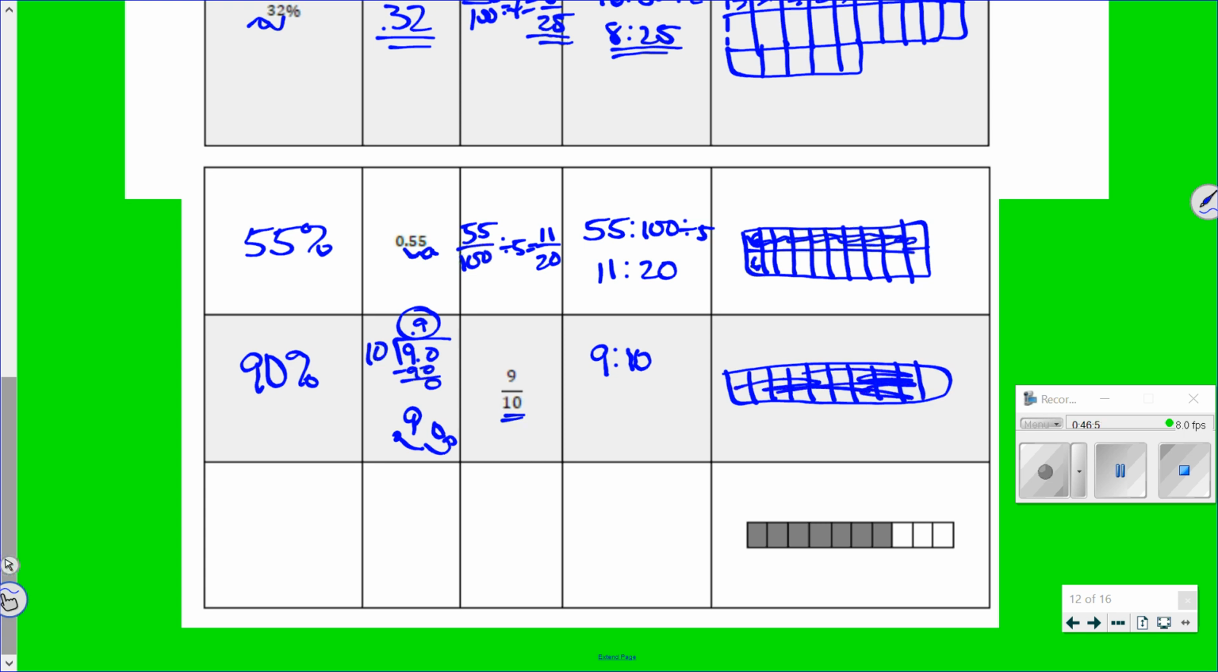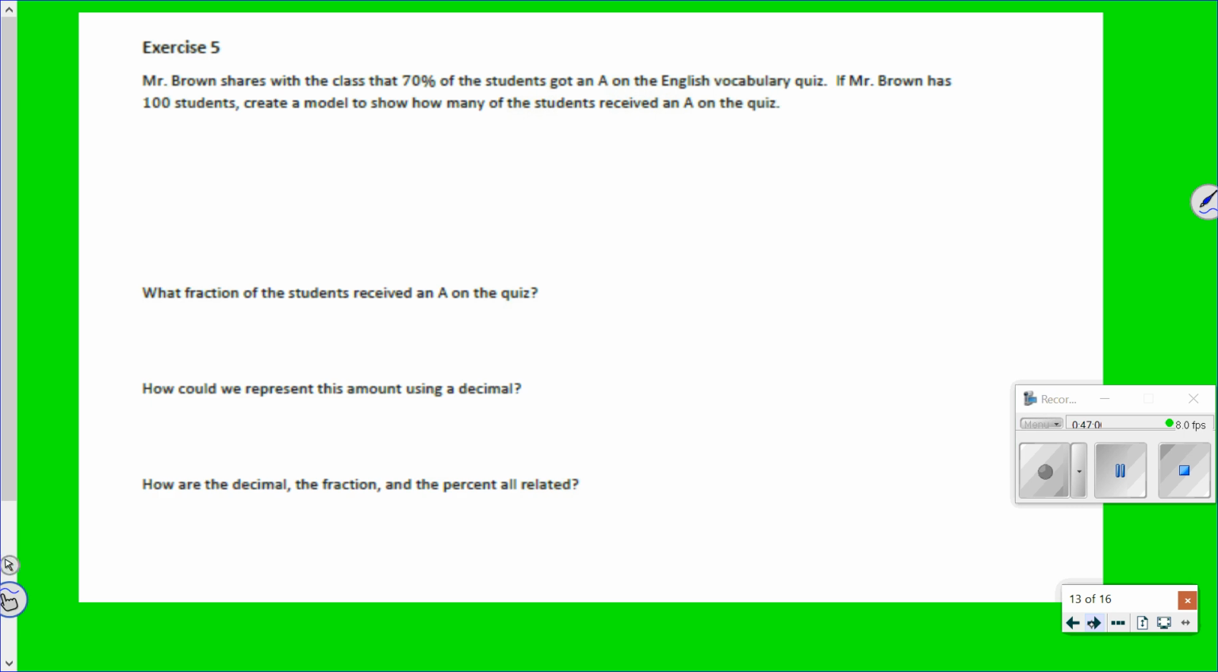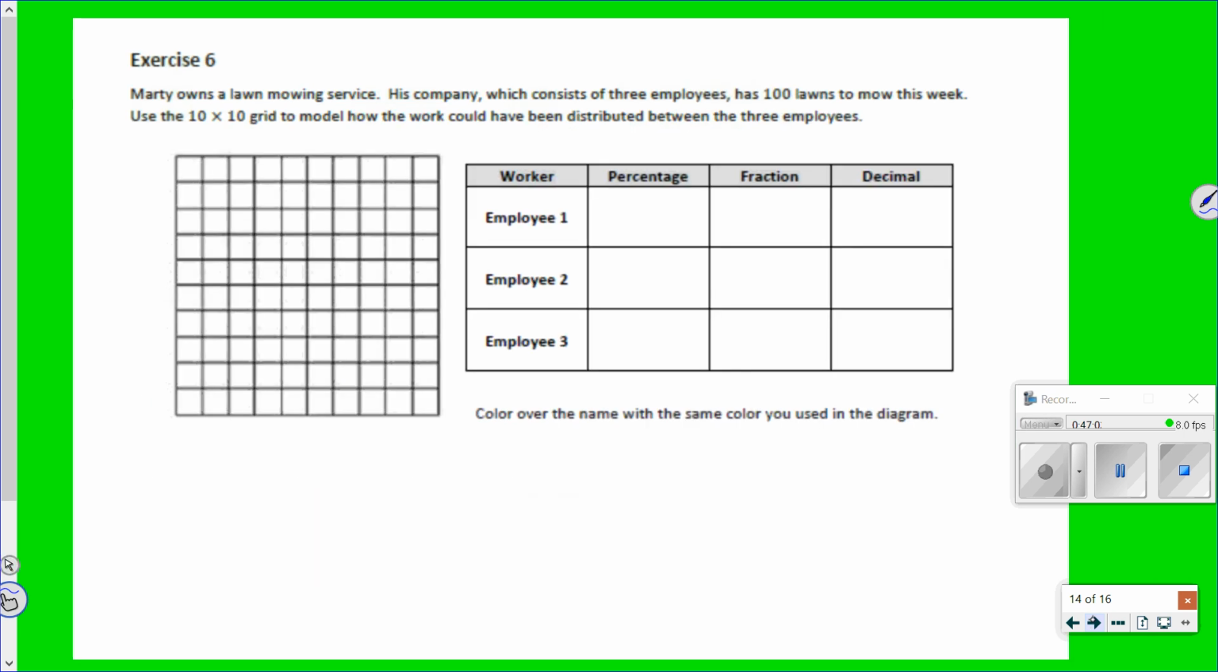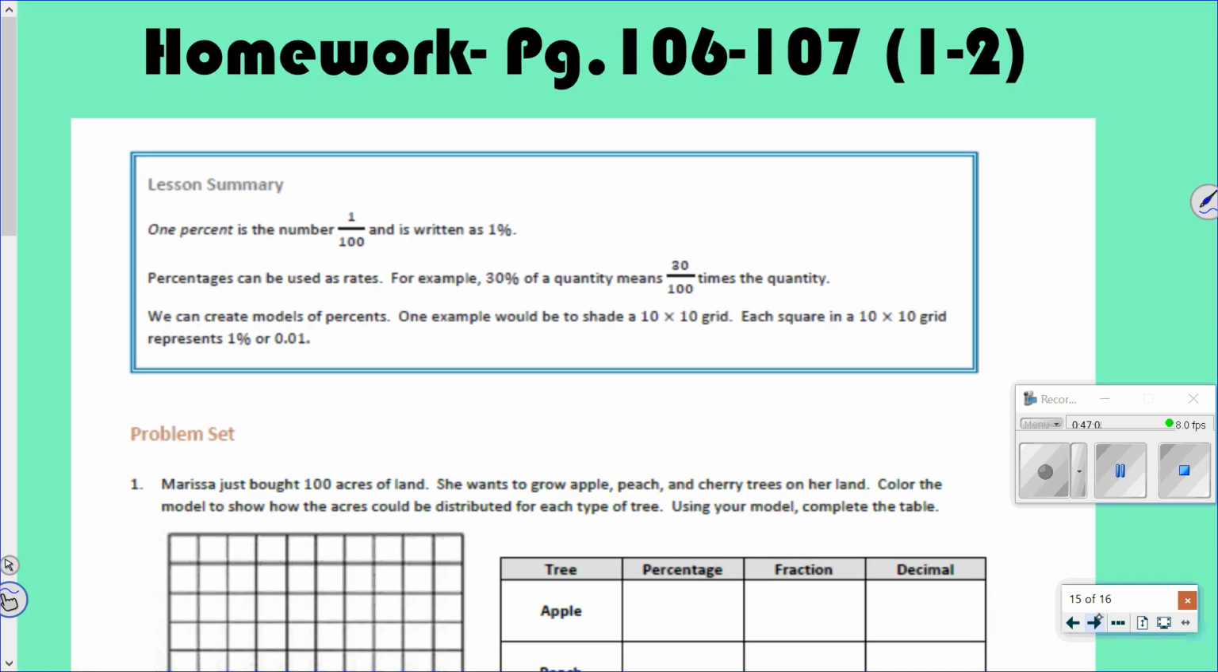Okay, we're almost out of time, so I'm going to switch over to the homework. The last one, though, should have been relatively simple. It was 7 out of 10, 70%. Okay, go to the last page, 106.